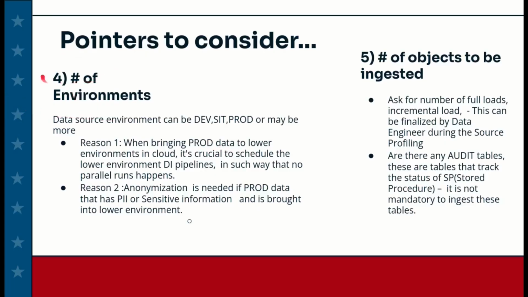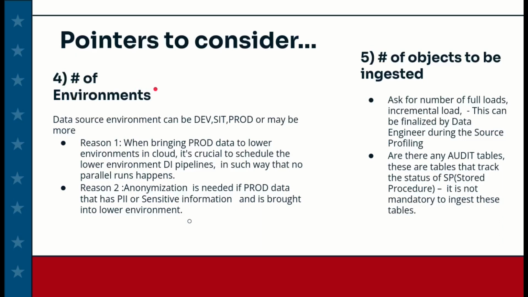The lower environment data ingestion pipeline should never run in parallel with the production data ingestion pipeline if the source has only a single environment. If both pipelines are scheduled in such a way that they run in parallel, then it can eat up all the connections in the source, thereby leading to contention issues at the source. Second pointer is related to anonymization.